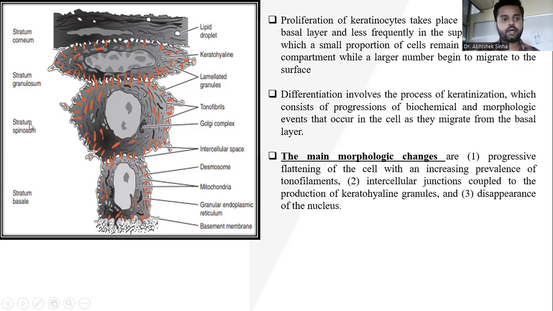basale, going up to spinosum, granulosum, and corneum. This is the topmost layer.